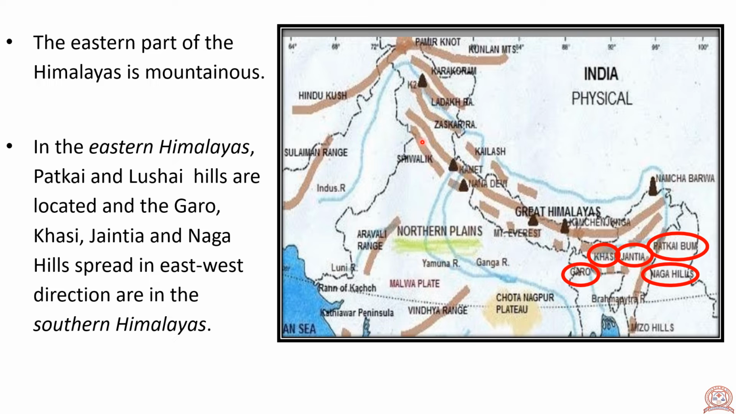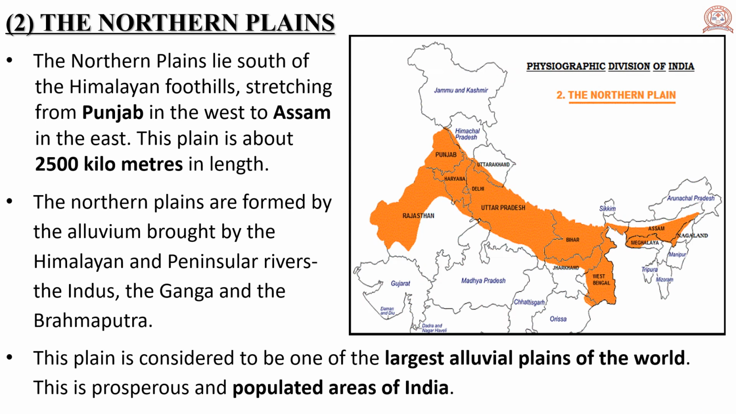The eastern part of the Himalayas is mountainous. In the eastern Himalayas, Patkai and Lushai hills are located, and the Garo, Khasi, Jaintia and Naga hills spread in east-west direction are in the southern Himalayas.